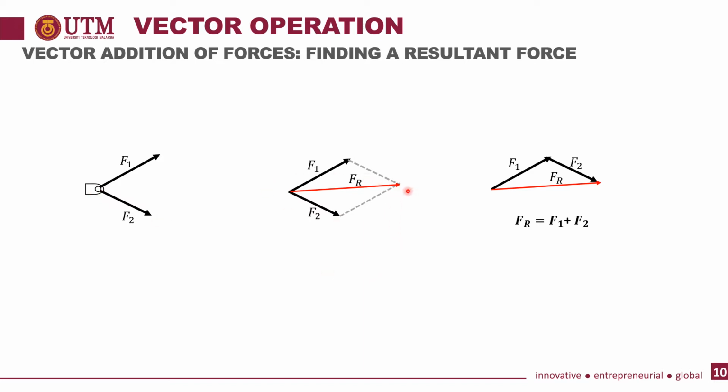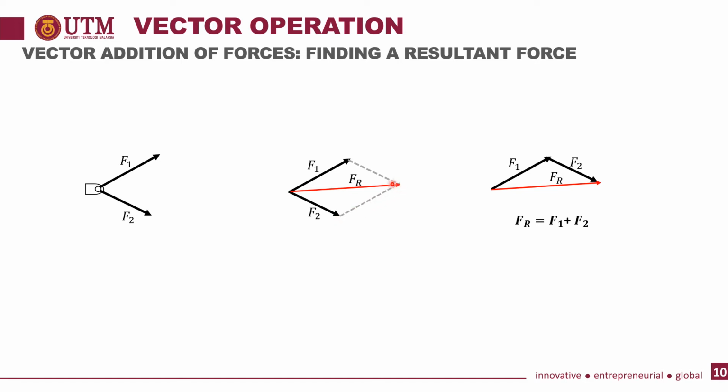To apply the parallelogram law, you need to construct a parallel line for F1 and a parallel line for F2. The parallel line must start at the head of the force. So here, this is force one. You need to construct the parallel line of force F2 starting from the head of F1. You also need to create a parallel line of F1, which starts from the head of vector F2.